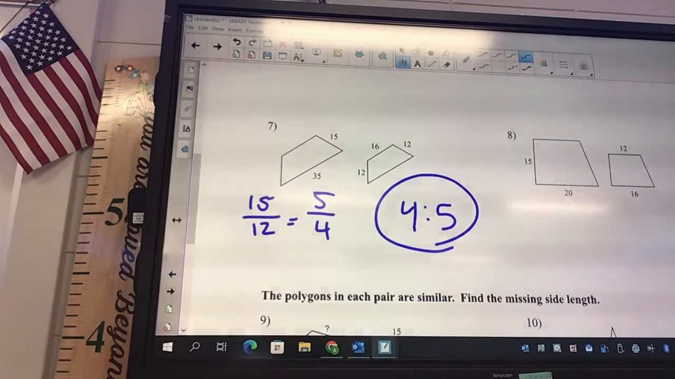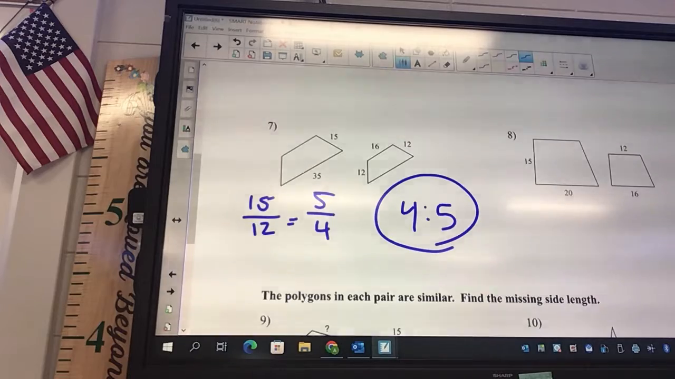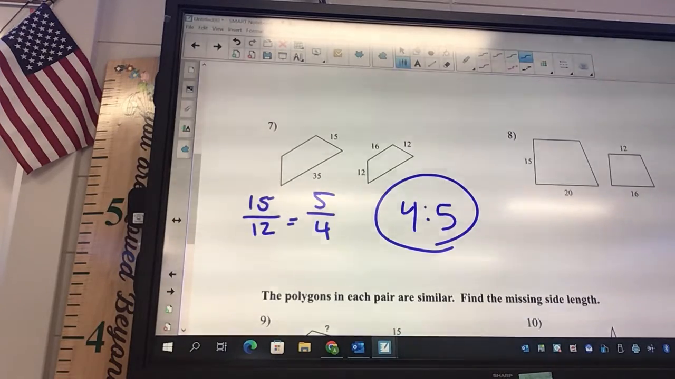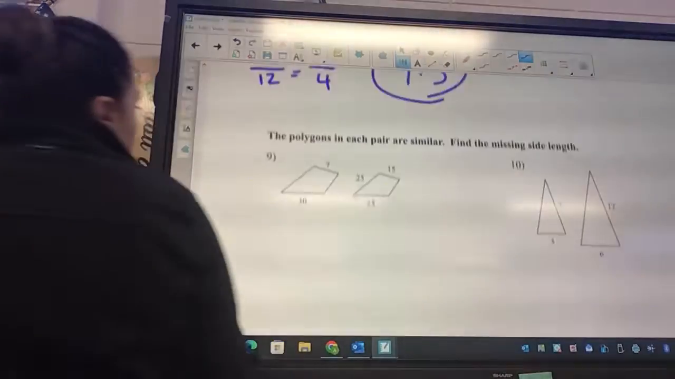Okay, if he's got $25, how many 5s is that? 5. So then his is going to be 4 times 5, 20. Okay, that's how you figure out the scale factor. Because these ones on the bottom, it's going to start asking you about the missing length.